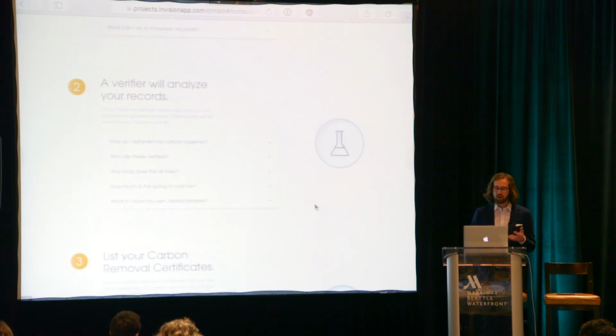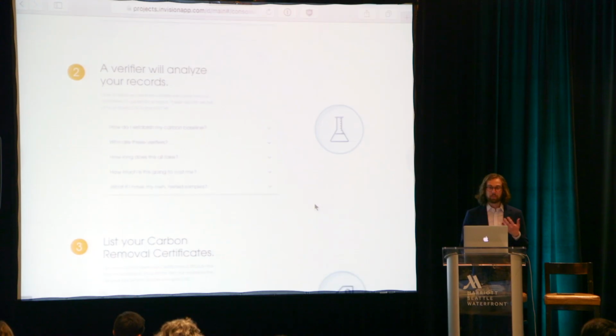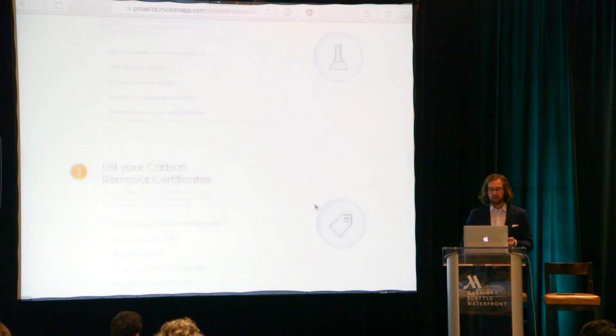In the second step, a verifier will analyze your records. How do I establish my carbon baseline? Who are these verifiers? How long is this all going to take? How much is this going to cost me? And what if I have been collecting my own soil samples, what do I do with those?